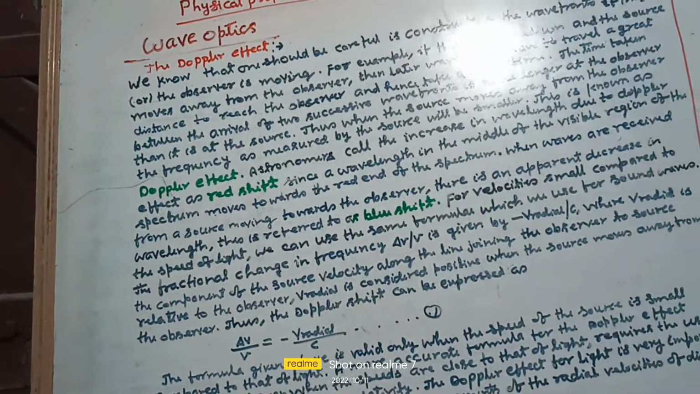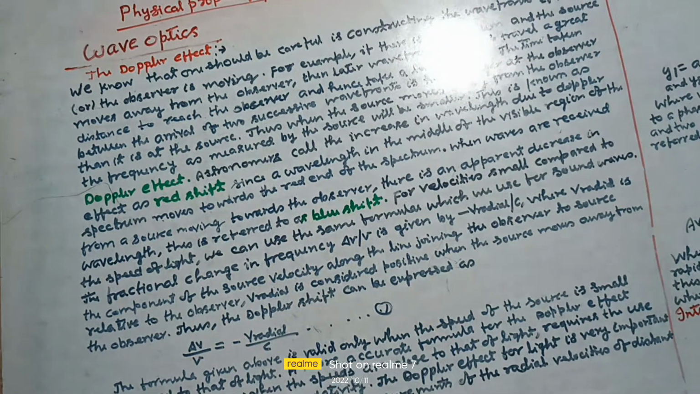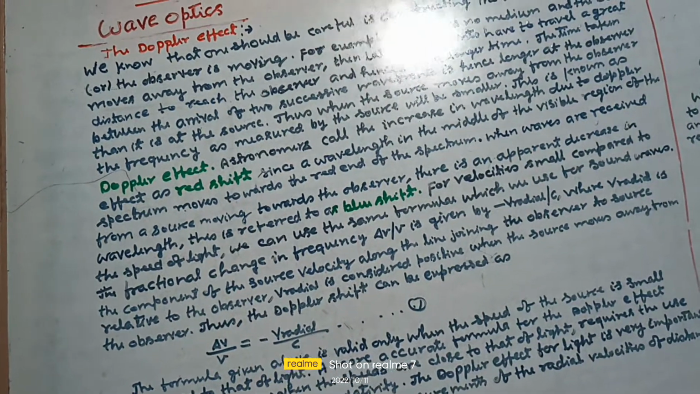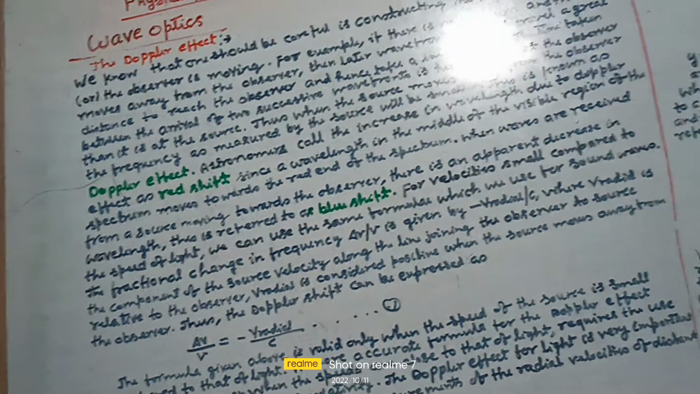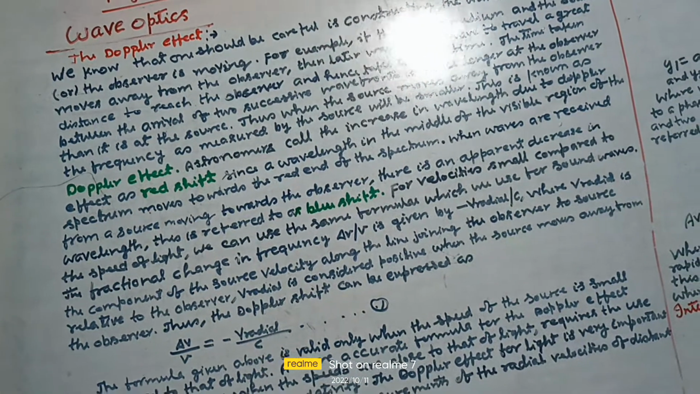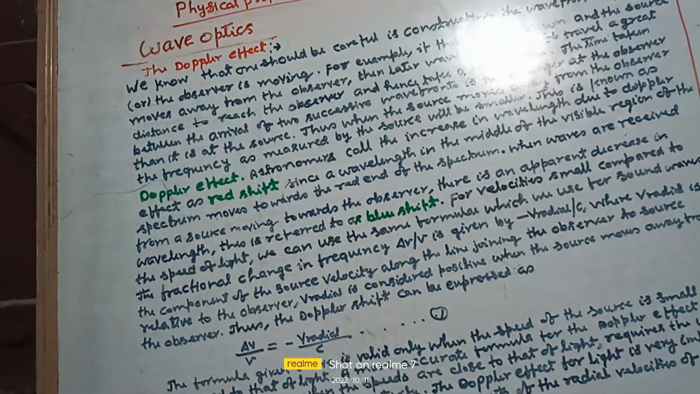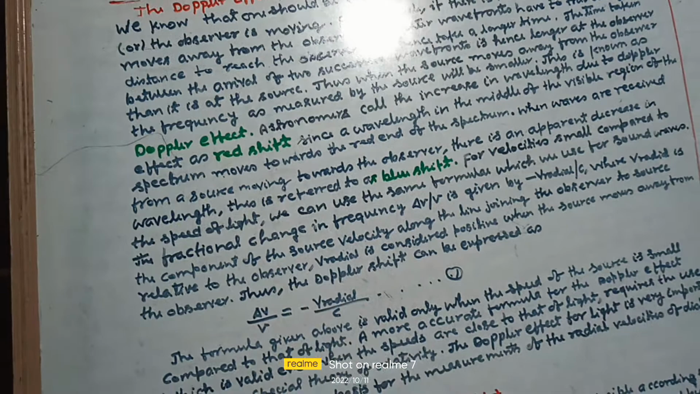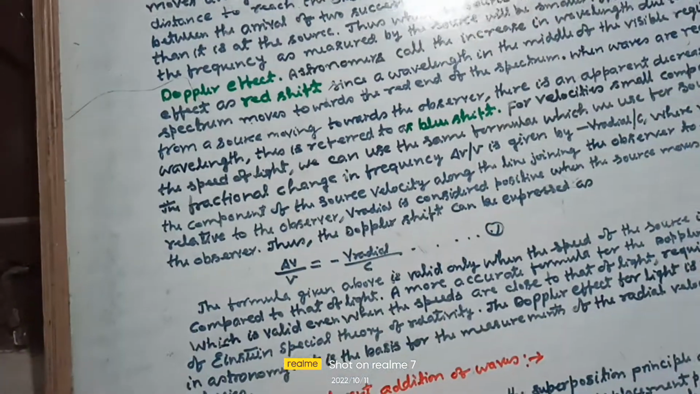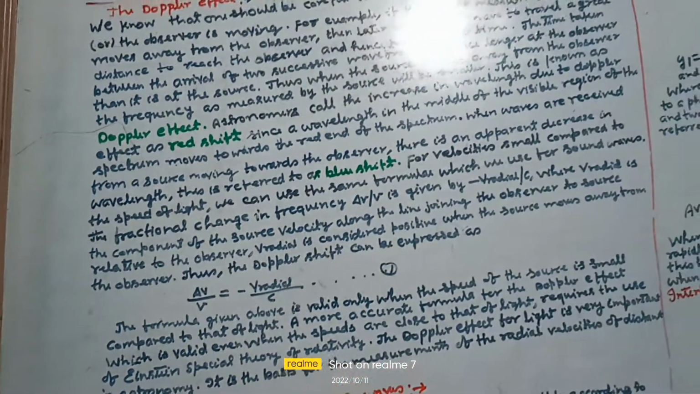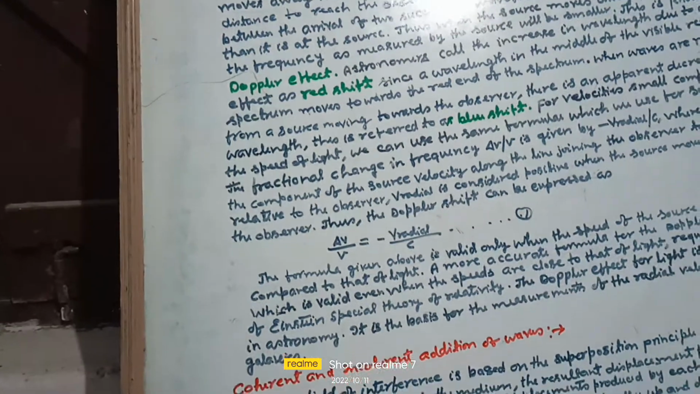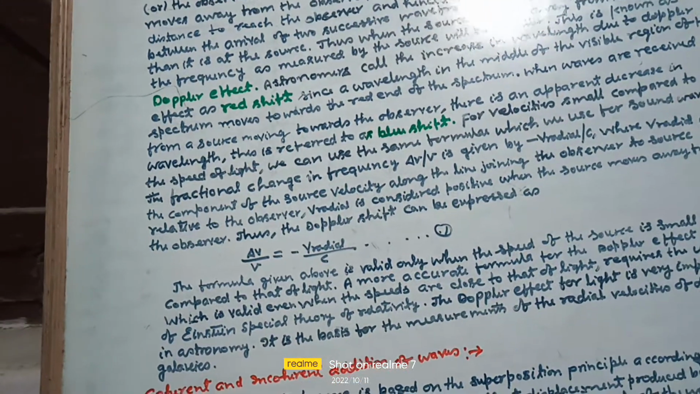The formula given above is valid only when the speed of the source is small compared to that of light. A more accurate formula for the Doppler effect, which is valid even when the speeds are close to that of light, requires the use of Einstein's special theory of relativity. The Doppler effect for light is very important in astronomy. It is the basis for measurements of the radial velocities of distant galaxies.